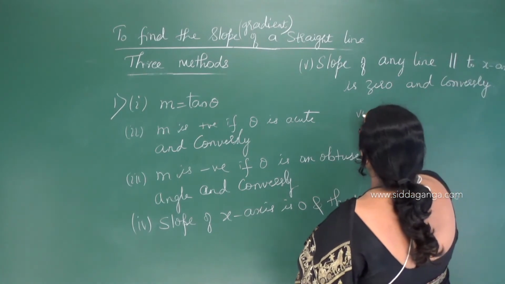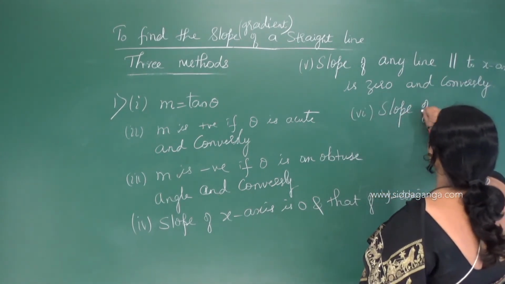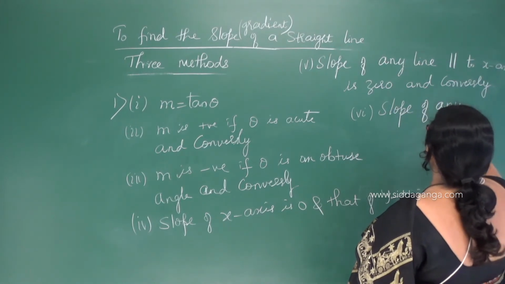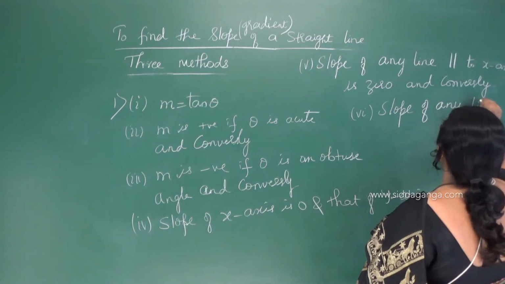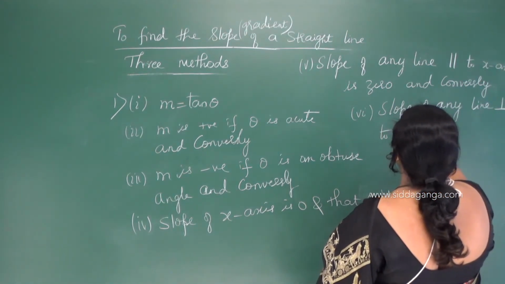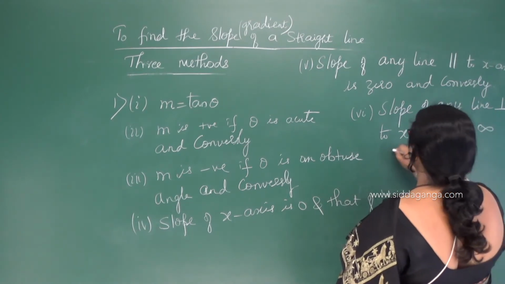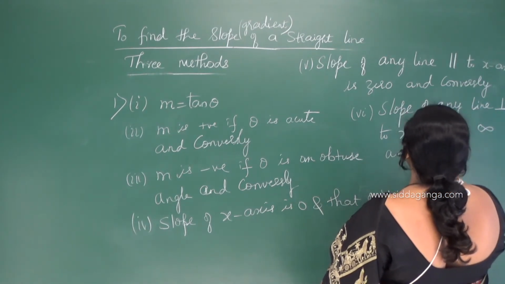Next, the sixth point is here. Once again I am repeating this one: the slope of any line perpendicular to x-axis is not defined, means infinity, and conversely.